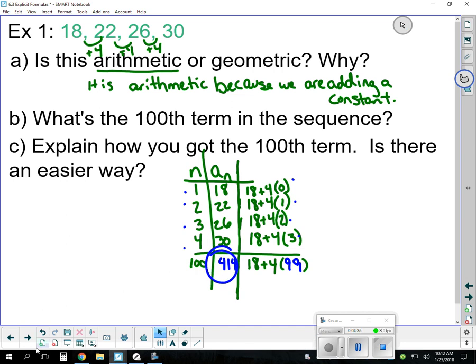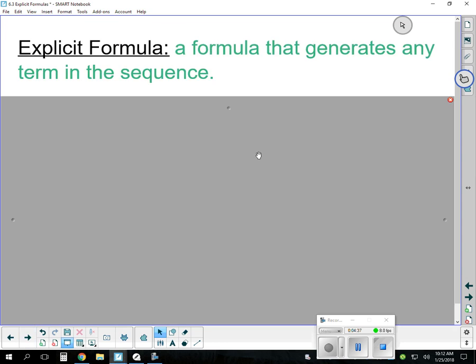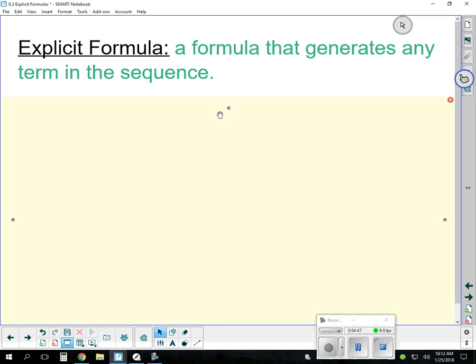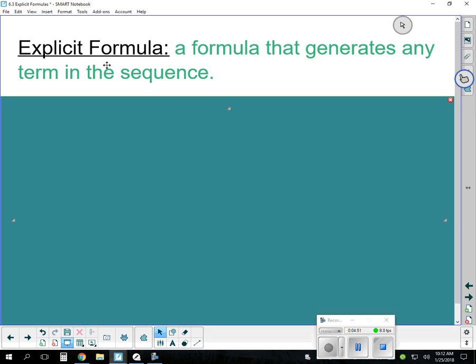So what we have here, what we came up with, is an explicit formula. An explicit formula is a formula that generates any term in the sequence. Okay, so think about what we learned in the last section. We learned about recursive formulas. An explicit formula explicitly tells you what the answer is going to be. You don't need anything, well, I'll show you what you're going to need.